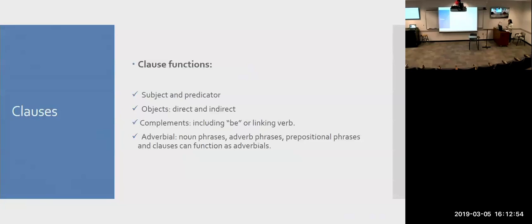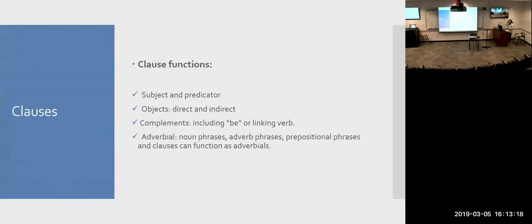So complements usually include be or a linking verb, right? So you actually describe a certain feature. So this is beautiful, right? This is magnificent. This looks gorgeous. Looks is a linking verb. So this is called a complement.